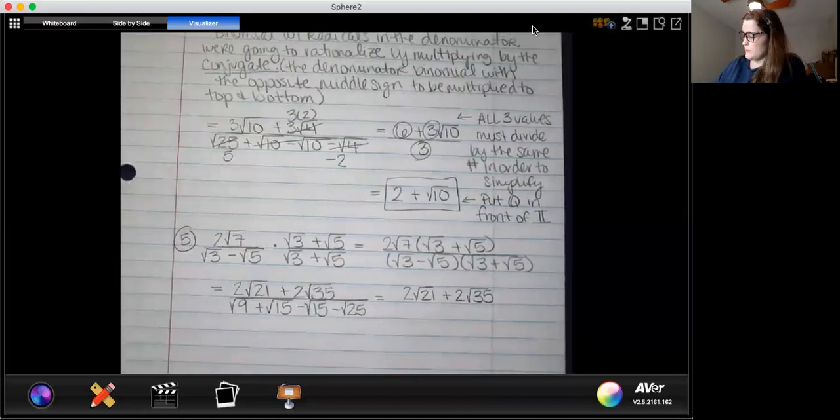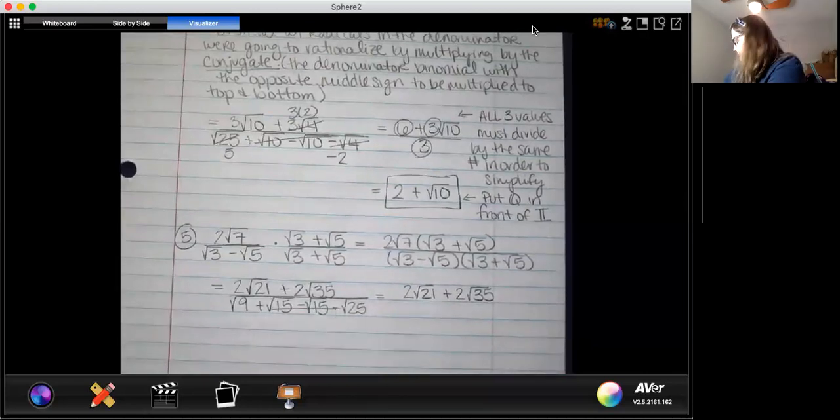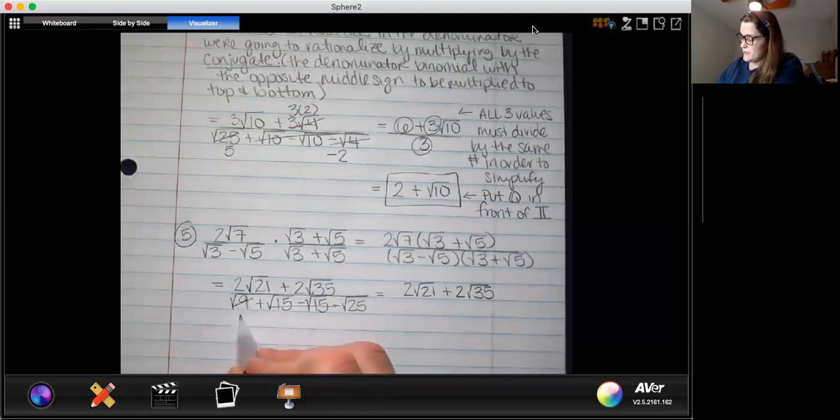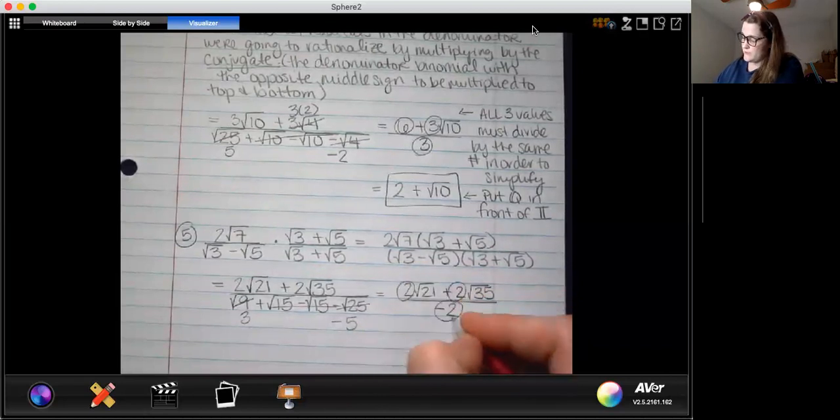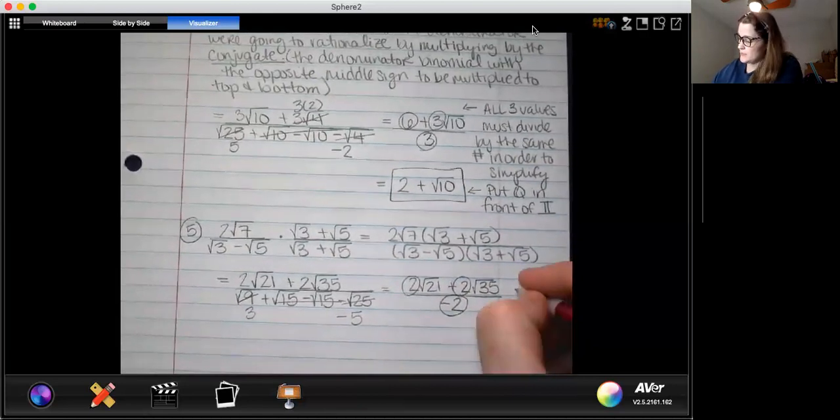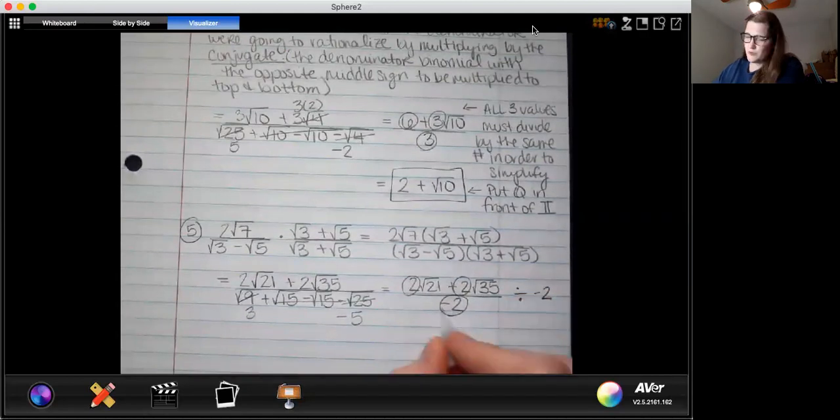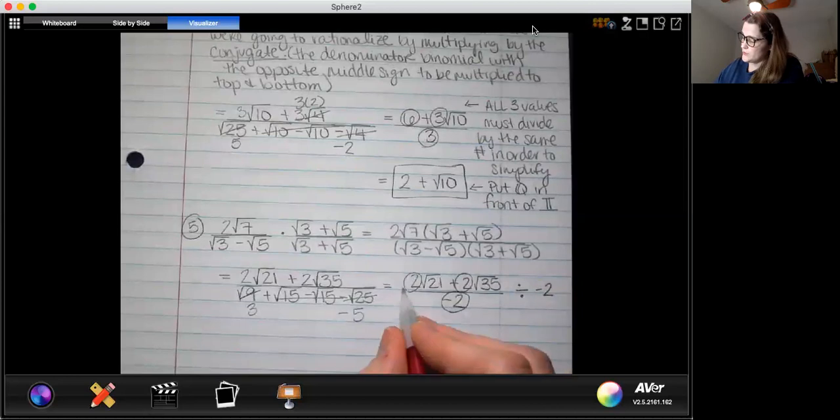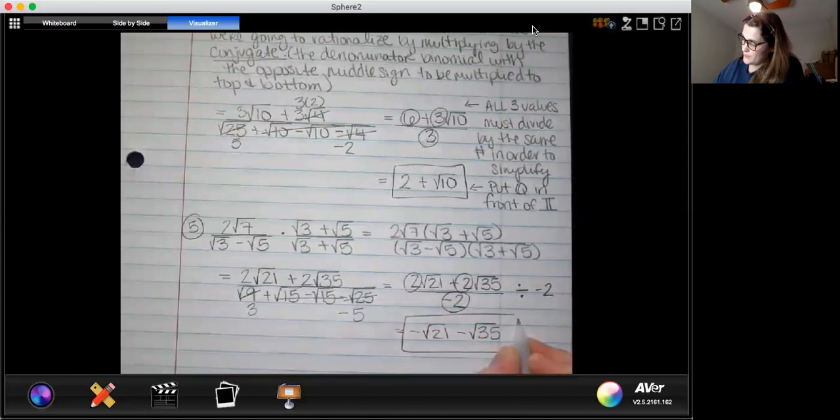Now in the denominator, we have the middle terms canceling. Square root of 9 is 3. Negative square root of 25 would be minus 5. So we're left with negative 2. And if you notice, we had 2, 2, and negative 2. At this point, you may have wondered, do I divide by 2 or negative 2? In this case, it makes the most sense to divide by negative 2 so that you don't have a negative number in the denominator anymore. So 2 divided by negative 2 would be negative 1. So we would get negative square root of 21 minus square root of 35, and that would be our answer.